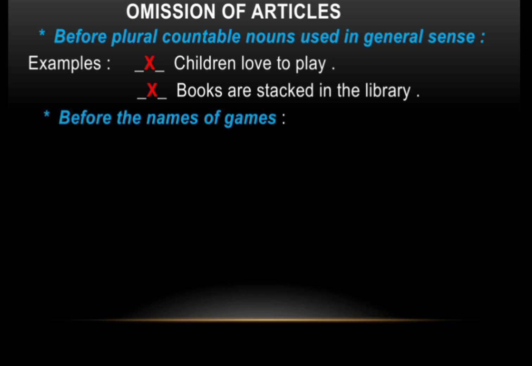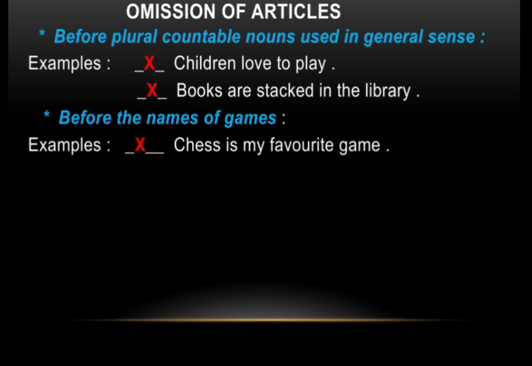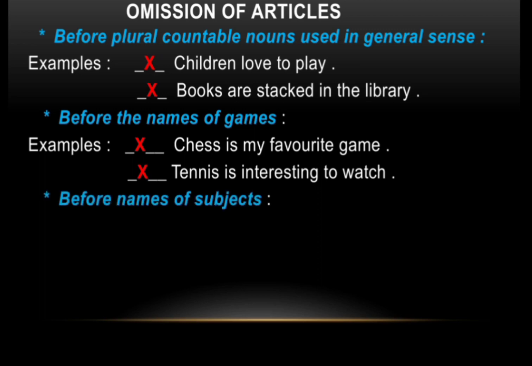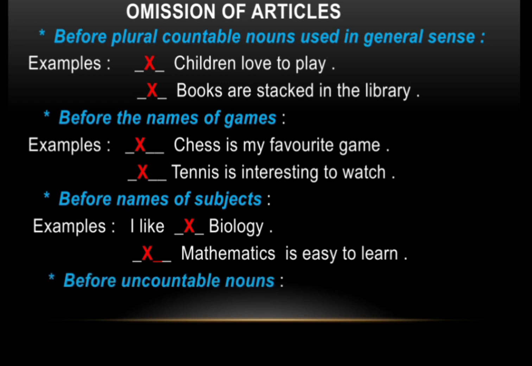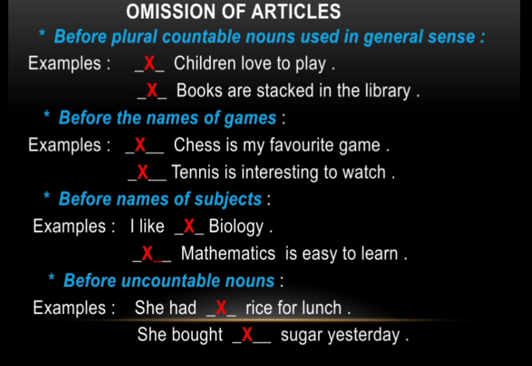Next, we omit the article before the names of games. Chess is my favorite game. No article is supposed to be used. Tennis is interesting to watch. Before names of subjects, we should not use articles. I like biology. Mathematics is easy to learn. Before uncountable nouns, we use no article. She had rice for lunch. She bought sugar yesterday.